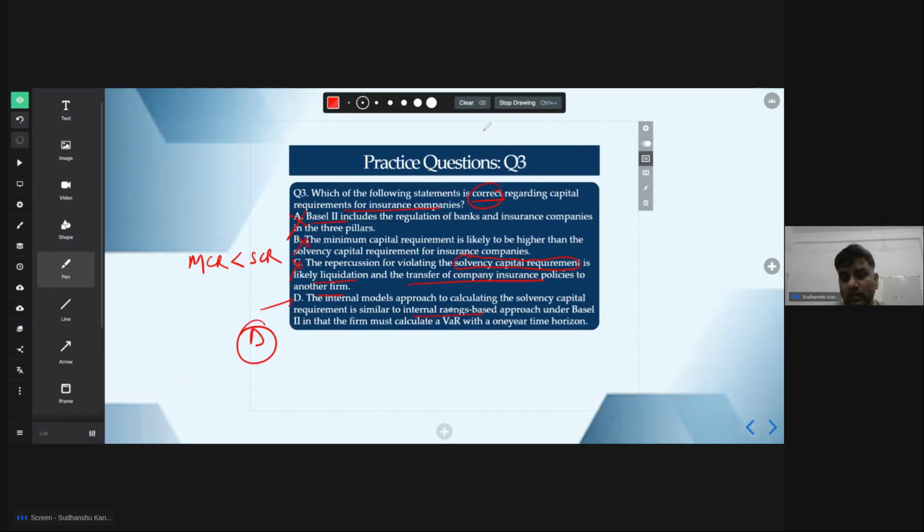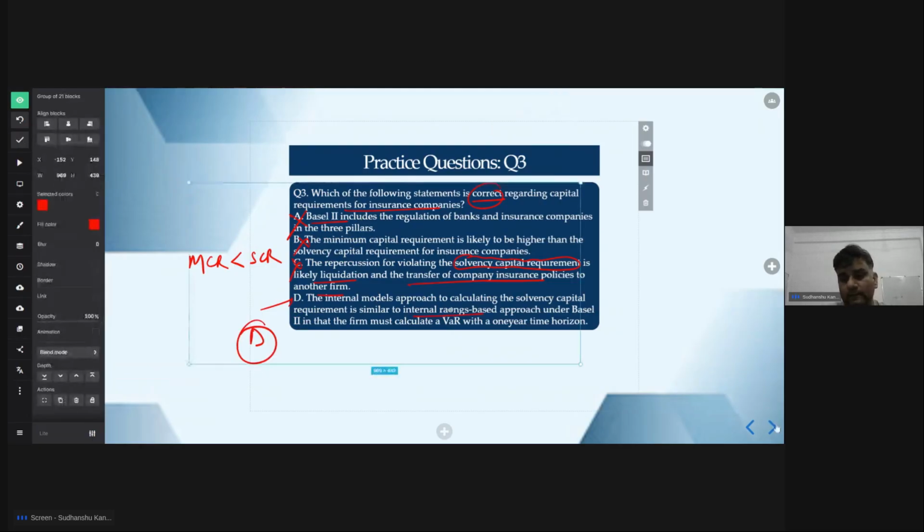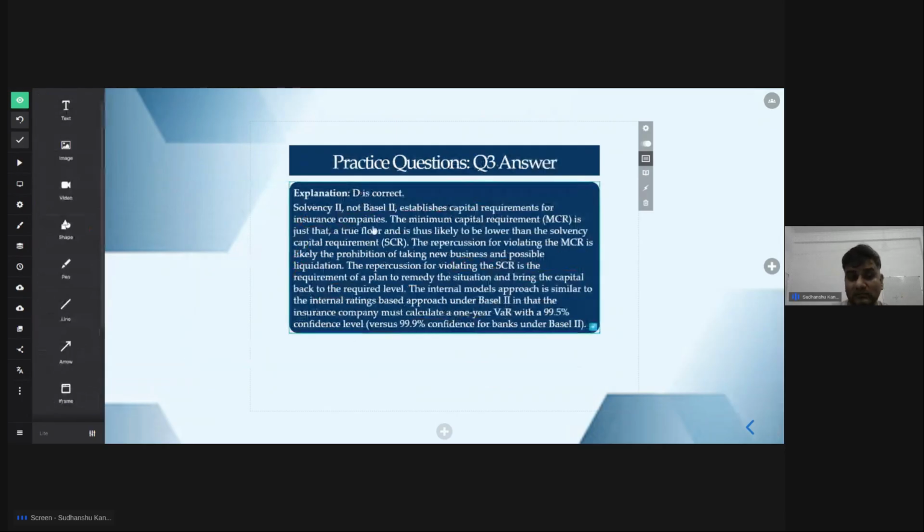Okay, so that we understand. Fine. So this is what has been given to Solvency, not Basel II, right? Establish your capital requirement for an insurance company. The minimum capital requirement is just that, a true floor, right? The precaution for MCR is like the prohibition from taking new business, not the SCR.